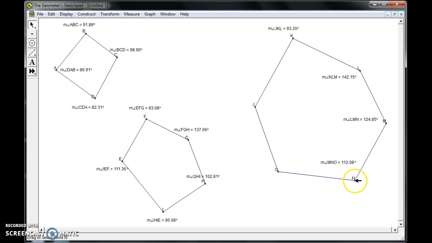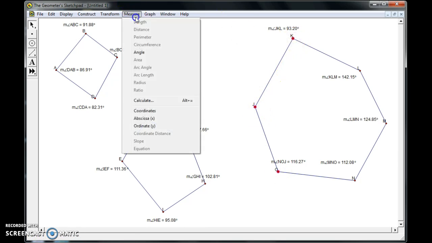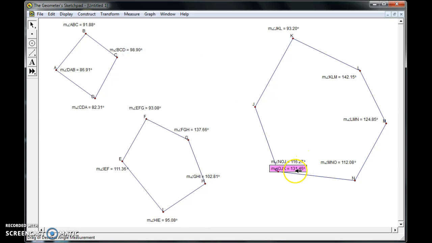Next we have angle NOJ. So the measure of that angle we have is 116.27. And the last angle we are going to do is angle OJK. And the measure of that angle is 131.45. So hopefully you have all your angles measured written down.